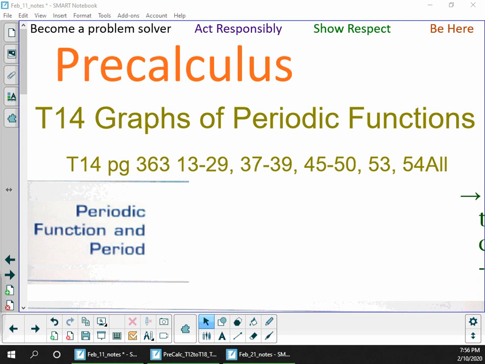Okay, lesson 14 in our chapter 6, unit 6, about graphs of trig functions. This one here is going to talk about graphs of periodic functions.